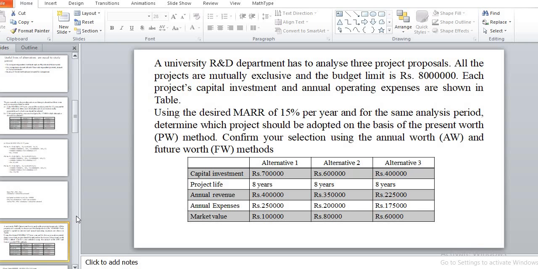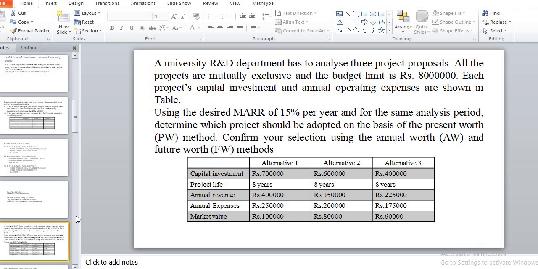Now here in this example, an R&D department of a university is considered, and 3 project proposals they have to analyze. All projects are mutually exclusive, and the budget limit is 80 lakh. Each project's capital investment and annual operating costs are shown in the table, and the MRR value is 15% per year.